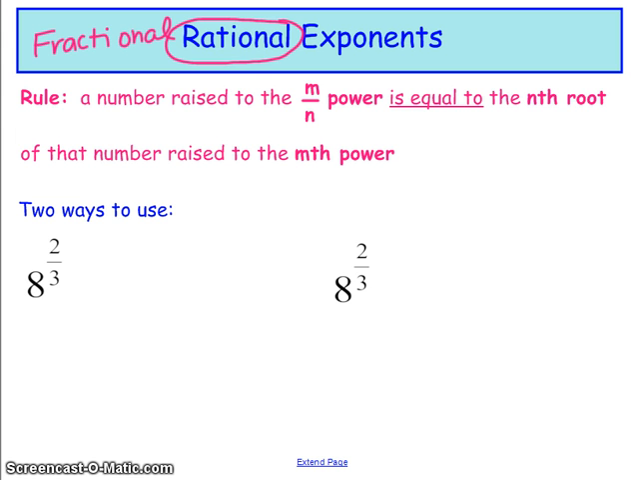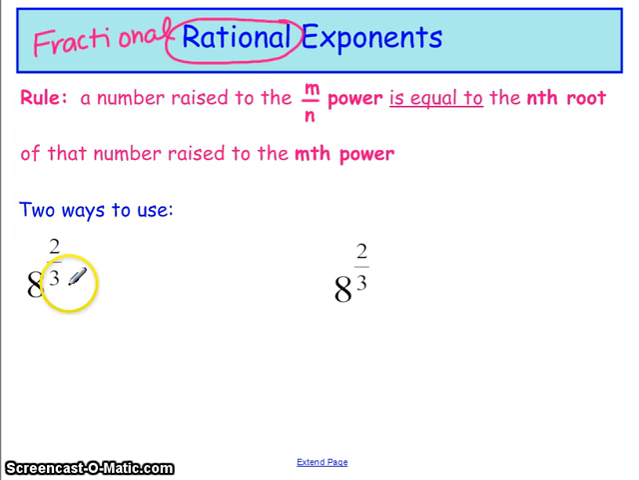So here's your rule. This is the thing that you have to know. A number raised to the m over n power is equal to the nth root of that number raised to the mth power. So that might sound confusing, but write that down, and then we're going to show you what that means. This is what that looks like. I'm going to look at 2 ways to use it.